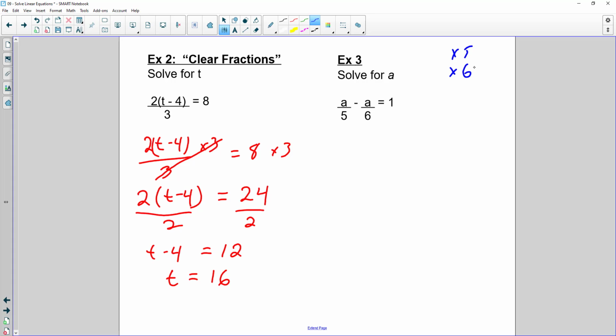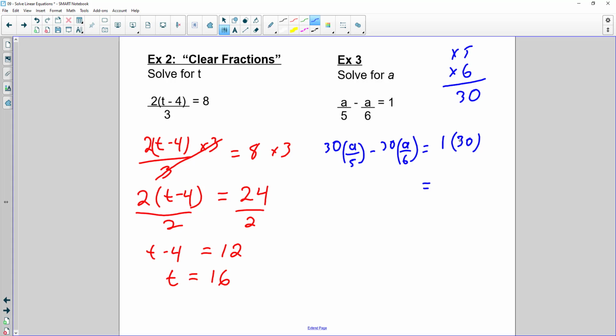Well, if I'm multiplying by 5 and 6, why don't we do that at the same time? 5 times 6 is 30. So if I multiply everything by 30, I should be able to get rid of both brackets at once. So let's do that. I'm going to multiply every item in this equation by 30. So I'm going to have 30 times a over 5 minus 30 times a over 6 is equal to 1 times 30. Okay? Again, you have to multiply everything by 30. Every item has to get multiplied by the same thing.